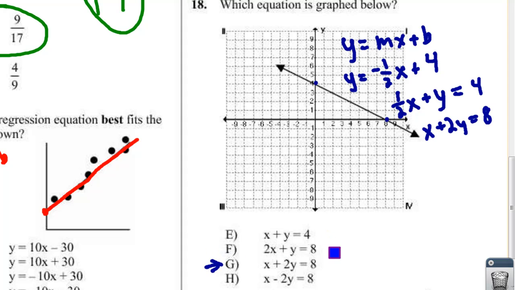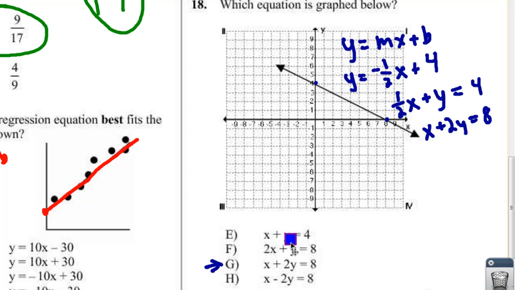But let me just show you this real quickly. Look, all our choices are in standard form. The nice thing about standard form is if you cover up the x term and solve for y, you're going to see the y-intercept. So for E, the y-intercept is 4, and that does match up with the line provided. But if I cover up the y term and solve for x, I'm going to see that for choice E, it's saying that the x-intercept should be 4. So E is not the choice. I can eliminate that one.